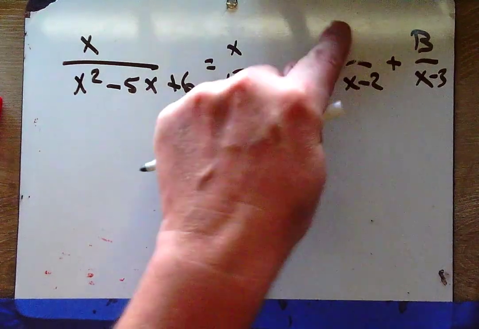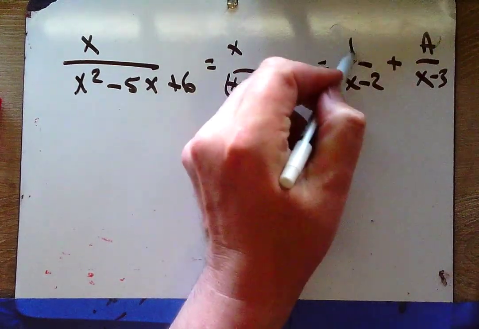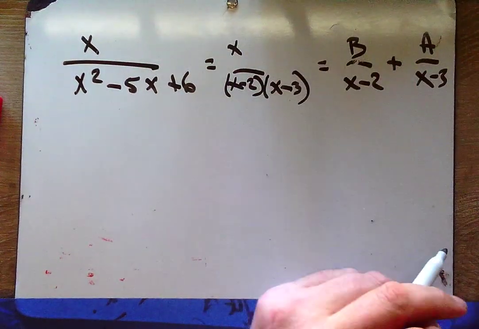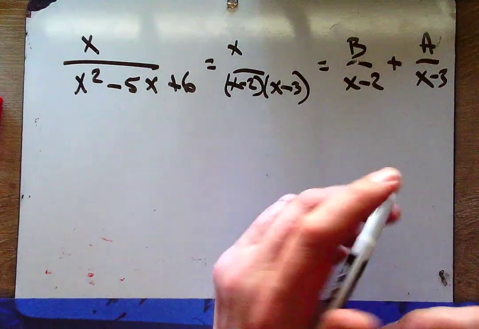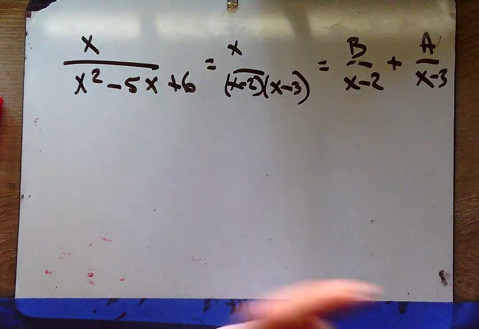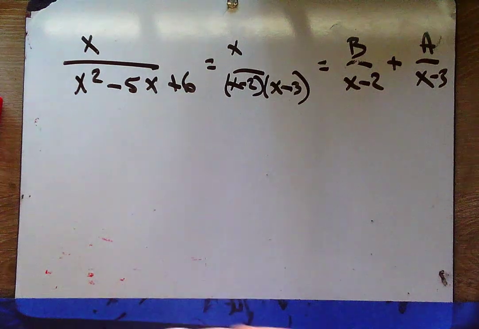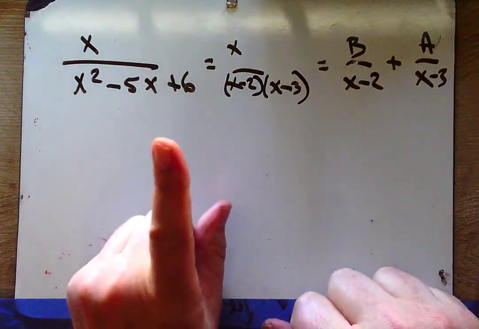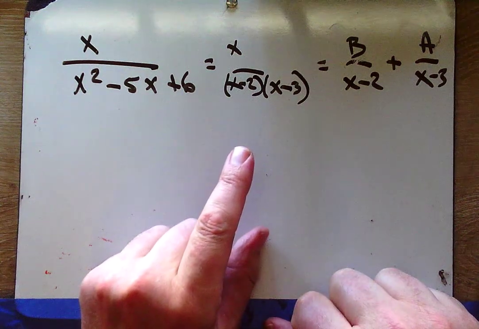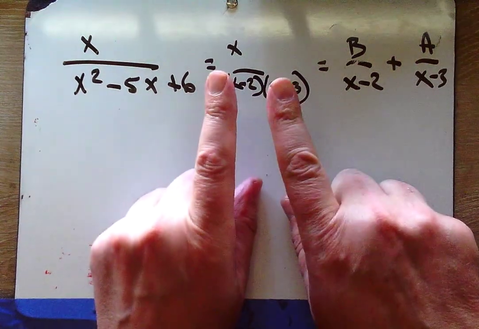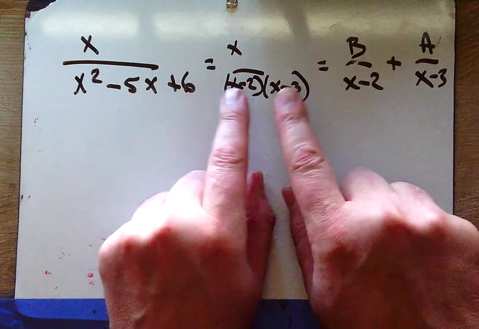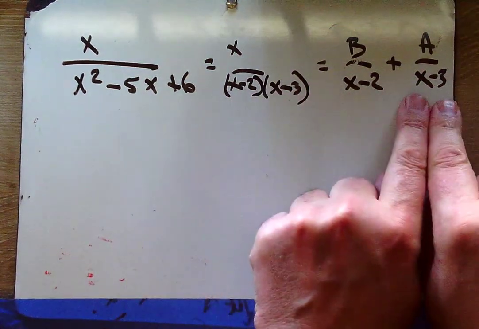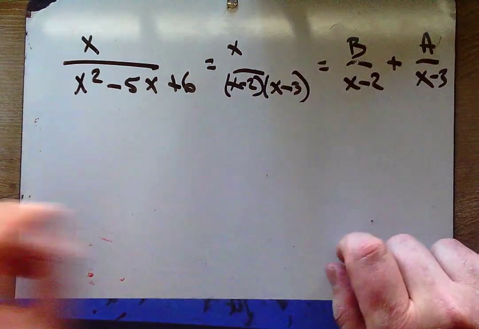You can change those letters if you want. Doesn't matter to me. Same answer when we're all done. Okay? So, what was next? Well, we want to solve for these letters. And the way we do that is, because of this equal sign, we want to multiply everywhere by our least common denominator.